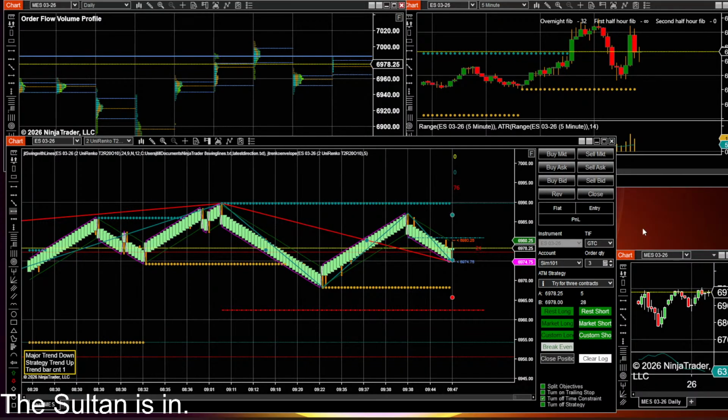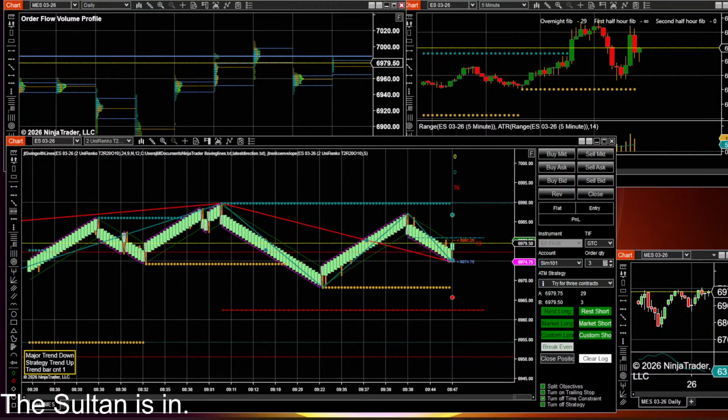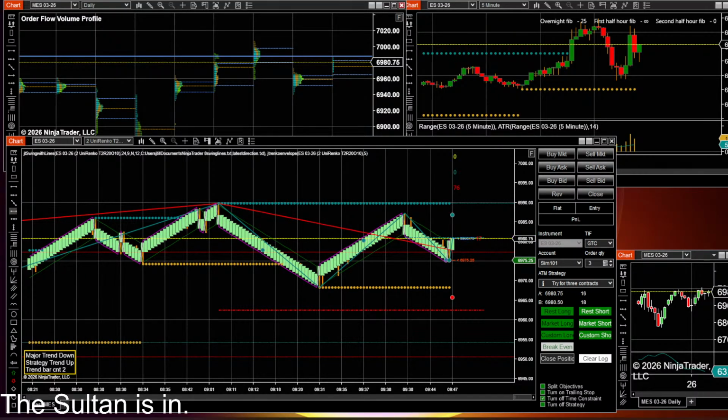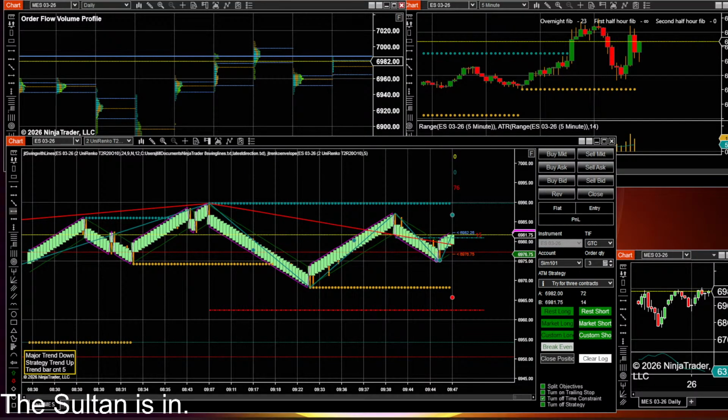We're also bouncing around yesterday's high of 77.50. So that's also a good spot for TP.